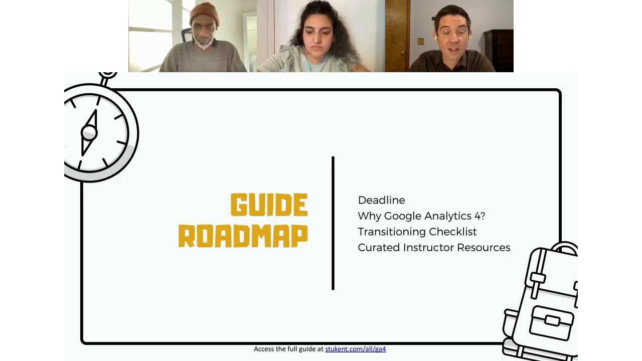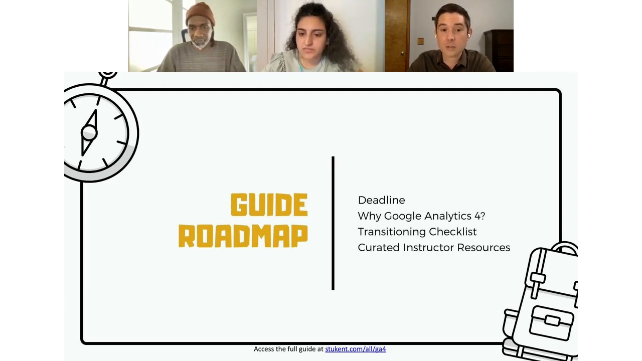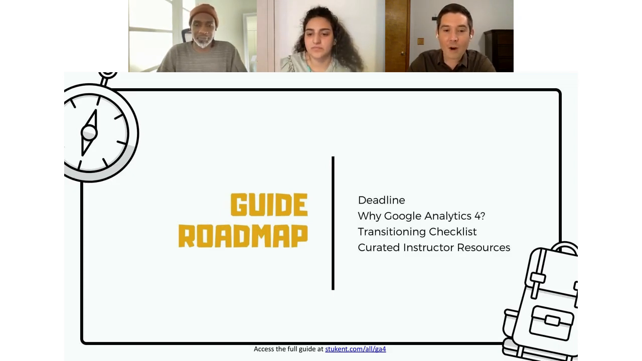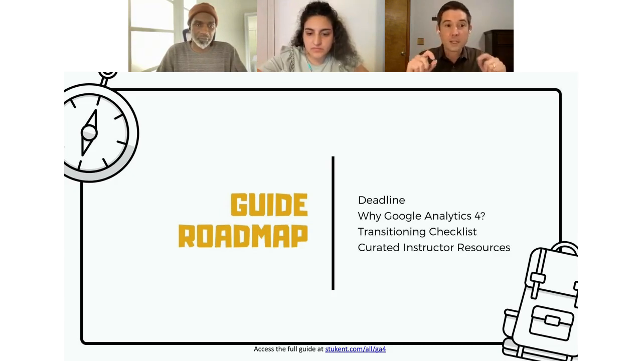It starts with some of the content we've already talked about today, right? The deadline, the why Google Analytics 4. You've already been exposed to that, so you can skip down to the end of the survival guide, where we get into a transitioning checklist for trainers and instructors, as well as a curated instructor resource list. Some of you read my mind and already jumped ahead. There are resources you were talking about, like demo accounts, as well as training certificates specifically for GA4, substitutes for what we've been using for Universal Analytics.